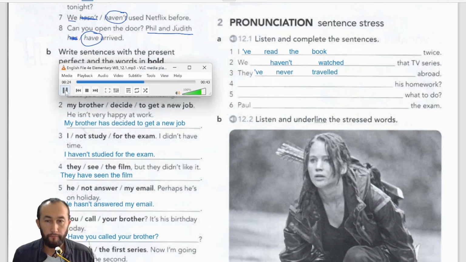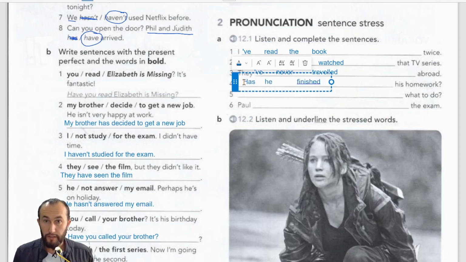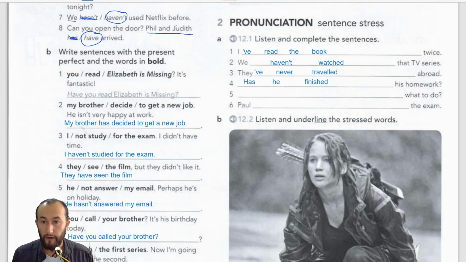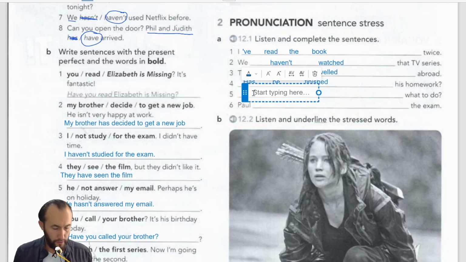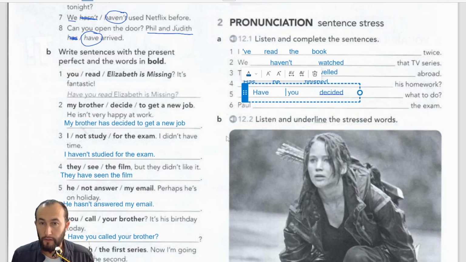Right? Number 4. Has he finished his homework? So has he finished? Has he finished his homework? Okay. Number 5. Have you decided what to do? Okay. So like, have you decided what to do?